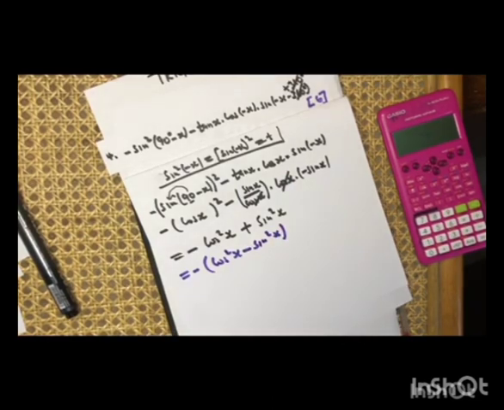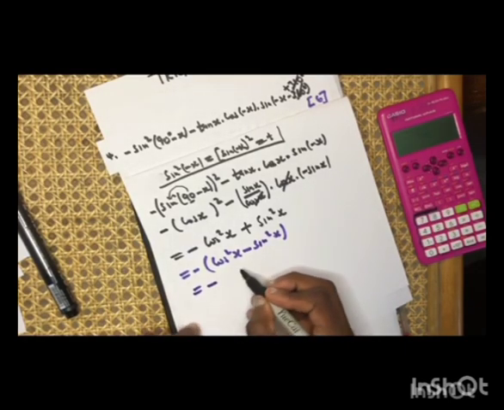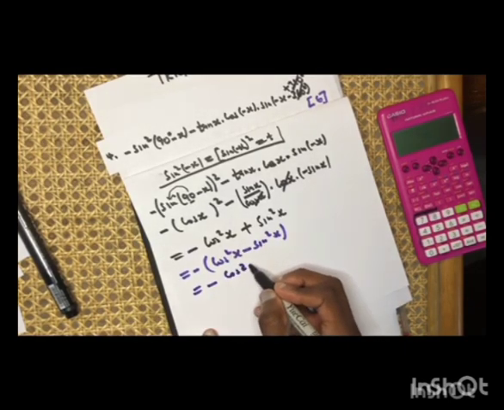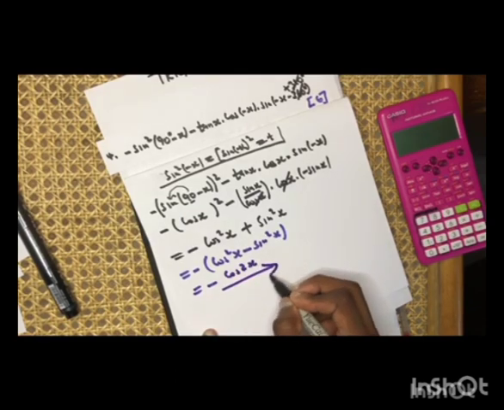Right. So what do we see here now? Inside the brackets, we see the double angle of cos. So this will change to become cos 2x. Then that's your final answer.